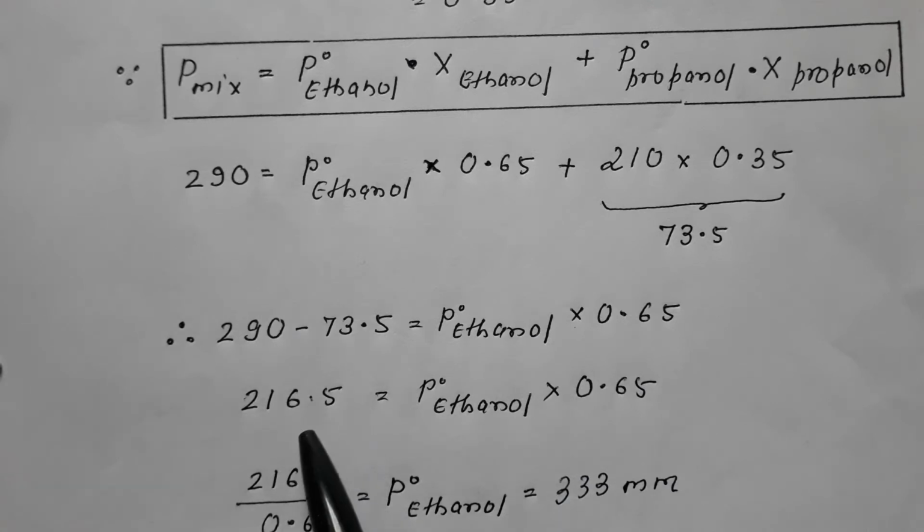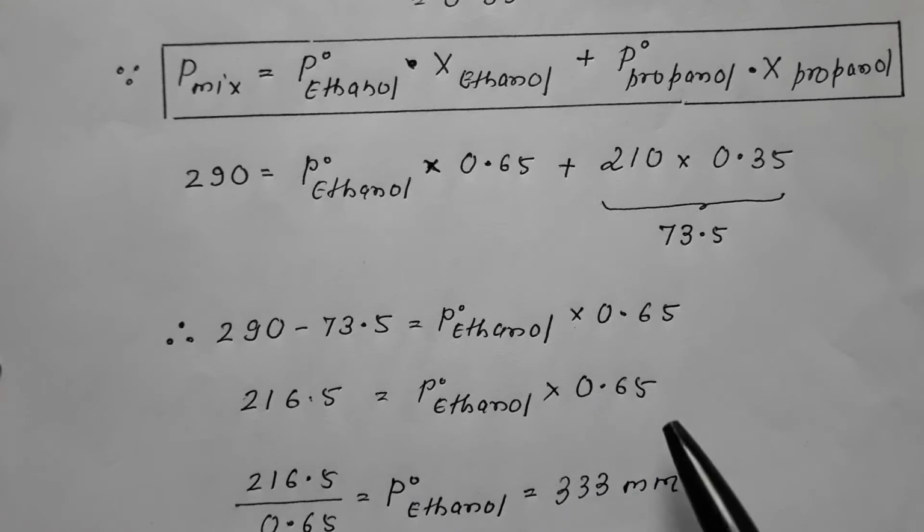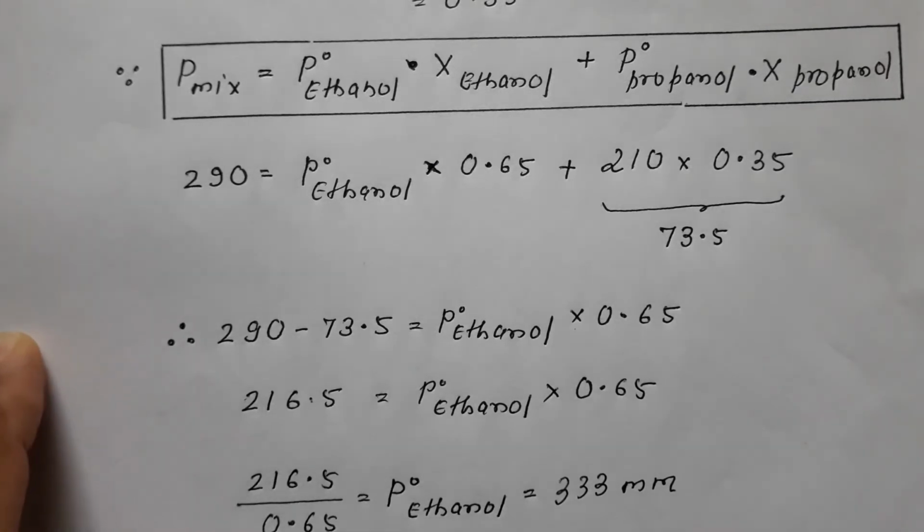Now this comes to be 216.5. So 216.5 is equal to the vapor pressure of pure ethanol into its mole fraction 0.65. If I bring this 0.65 into the denominator, 216.5 upon 0.65 gives you the vapor pressure of pure ethanol, which is 333 mm. So the vapor pressure of pure ethanol comes to be 333 based on the calculation we have done.